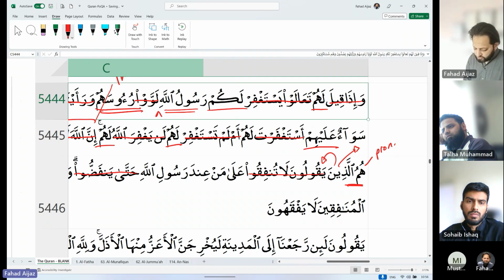Ala man inda Rasulullahi. Let's see if we can find something here.